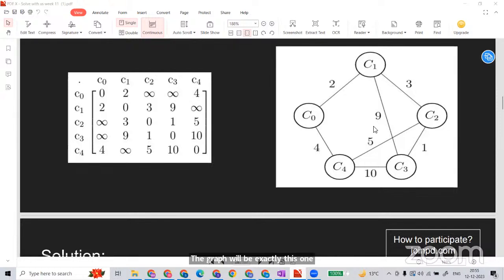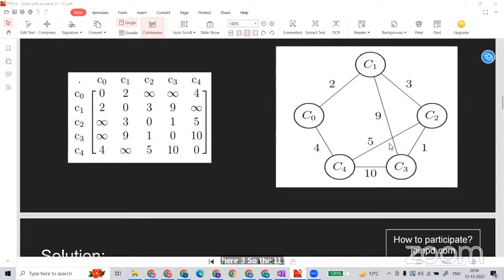Now again we will apply the Dijkstra algorithm. From C0 to reach other vertices, we need to do updates. From C0 to C1 it will be 2, and from C0 to C4 it will be 4. Then we'll move ahead. From C1 to C2 we'll take 5, so here it will be 5. And from C0 to C3 it will take 14, but from C1 to C3 it will take 11. So the update will be 11.